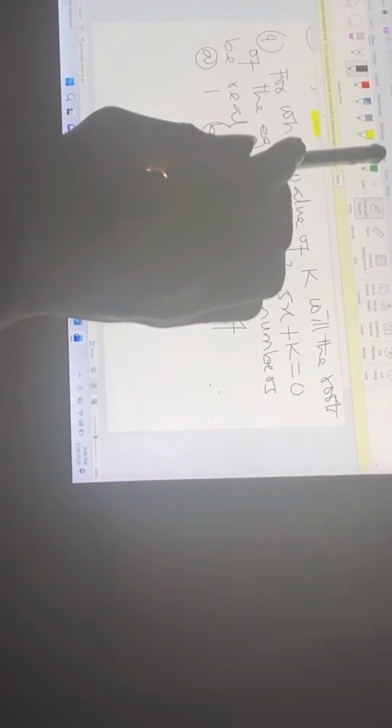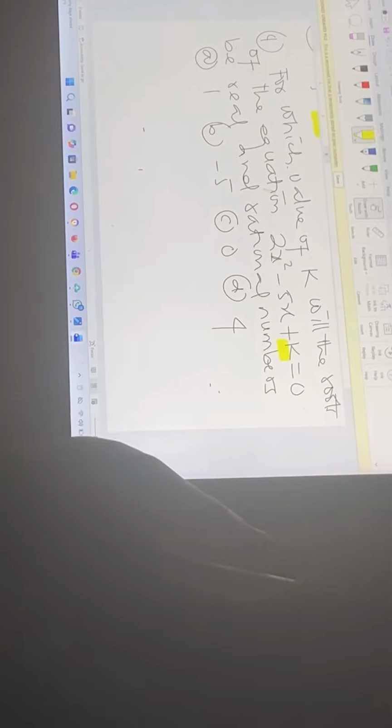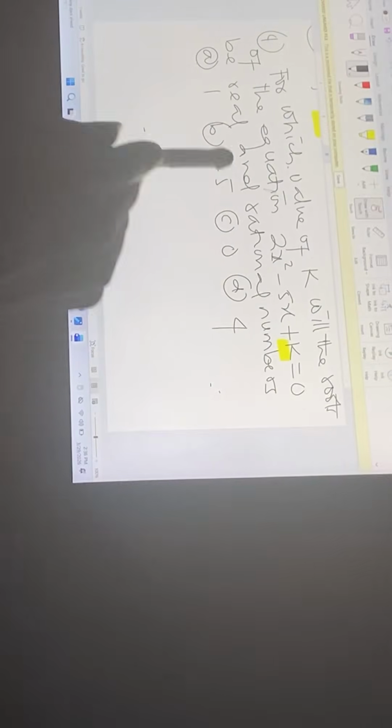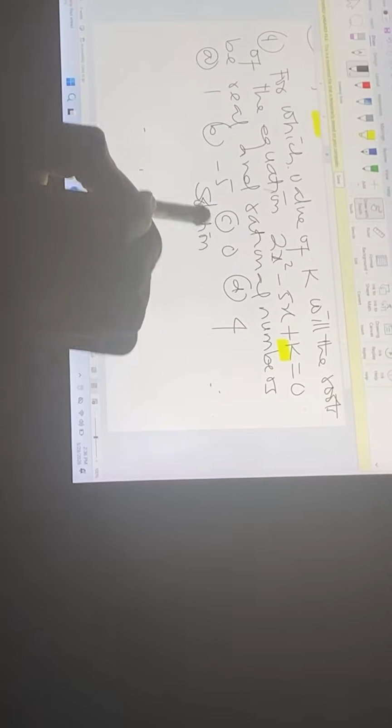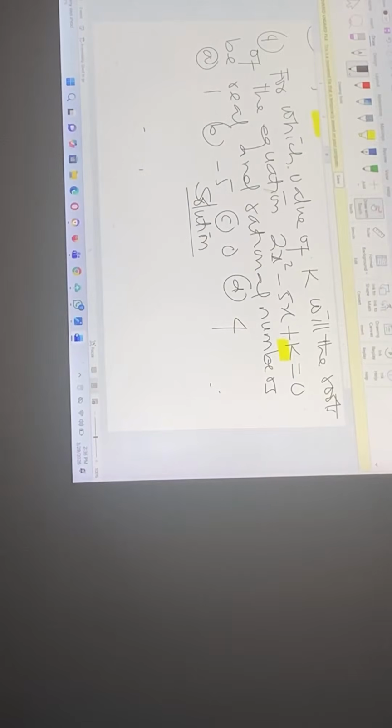So at this point, we are looking for the value of k here, so I will use the discriminant, okay? But the question now is, what is a discriminant? Before we solve, let us know what a discriminant is. The discriminant shows the nature of a quadratic equation.